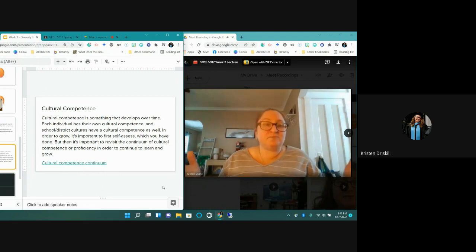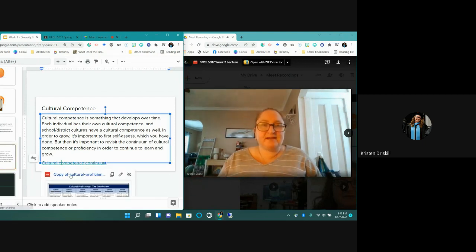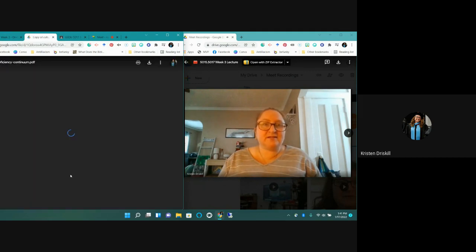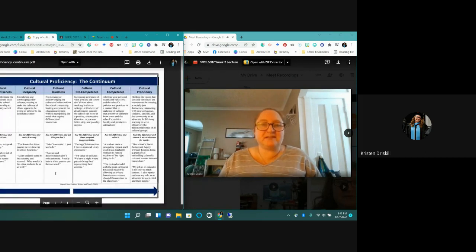and so much more. So in order to grow your cultural competence, you have to first self-assess. You have to know where you are right now, right? So then it's important to keep coming back to the continuum of cultural competence or proficiency to keep continuing to learn. So this right here is the cultural competence continuum, or cultural proficiency continuum.